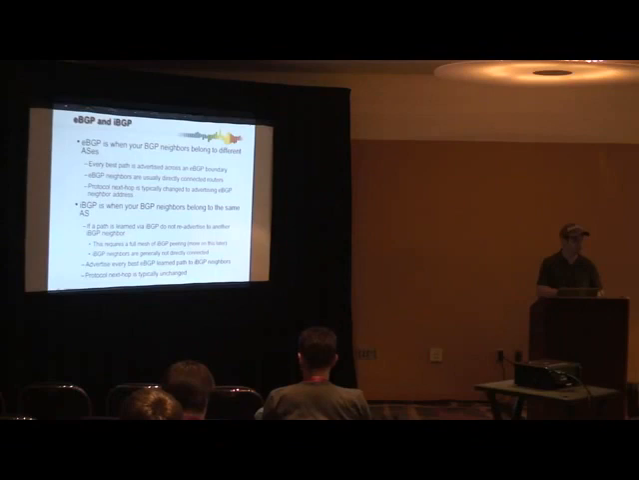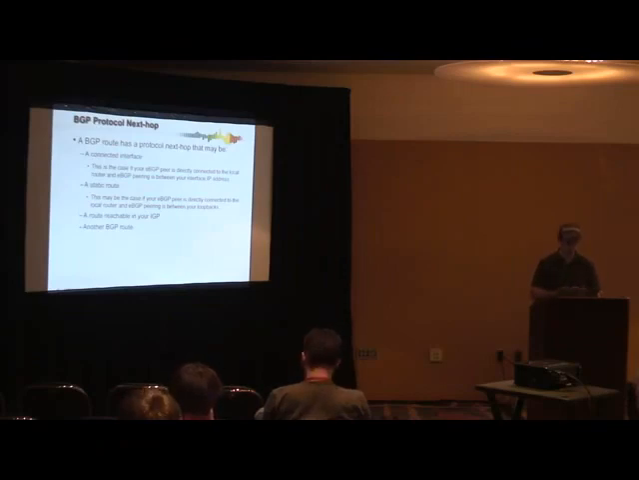iBGP neighbors are generally not directly connected, but they do share a common IGP, which allows them to reach each other. And they advertise every best eBGP path that they learn to iBGP neighbors, but like I said, they don't re-advertise iBGP paths. And protocol next hop typically is unchanged in this case because you're using your IGP to figure out how to get to that protocol next hop.